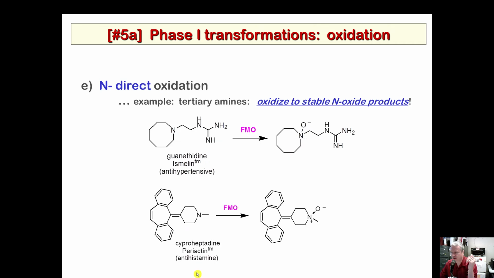Another example, another antihistamine, cyproheptadine. I'm double checking that name. Paroxetine, and it oxidizes also on the tertiary amine to the N-oxide.